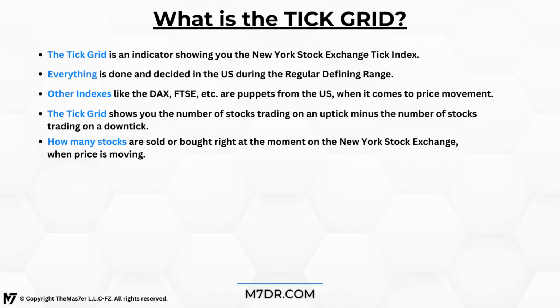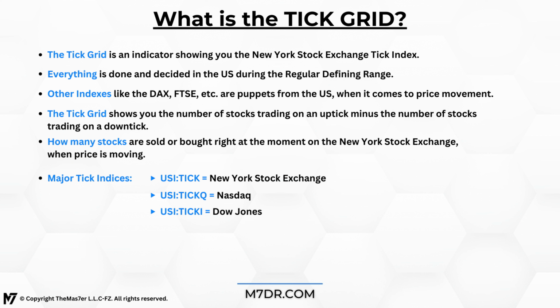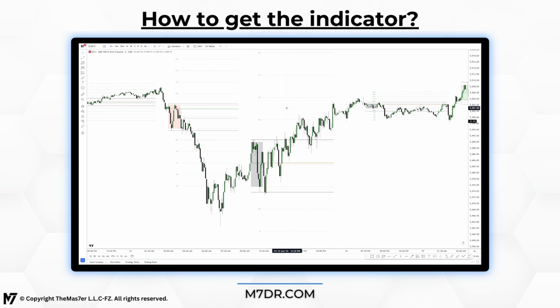Since the tick index measures the up and down ticks of a universe of stocks, any collection of stocks could theoretically have its own tick index. Some of the major tick indices are the USI tick for the New York Stock Exchange, the USI tick Q for the Nasdaq, and the USI ticky for the Dow Jones. Tick indices are available in Tradingview as a symbol, just like any other stock, which you can show on a chart.